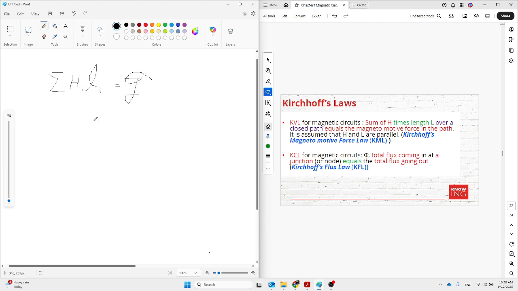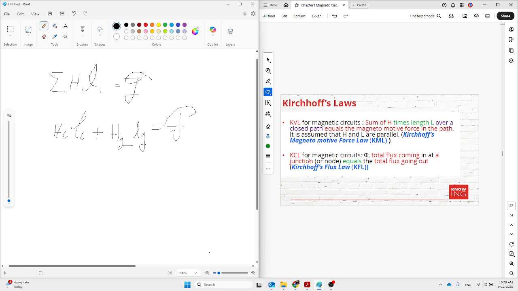So for the previous circuit it is H_c L_c. This c index is for the core, meaning the H inside the core and the length of the core, plus H_gap and L_gap, which is the air gap, equals the MMF.